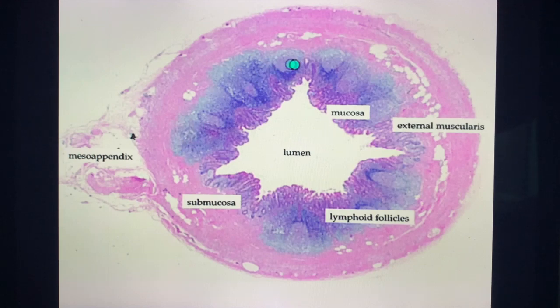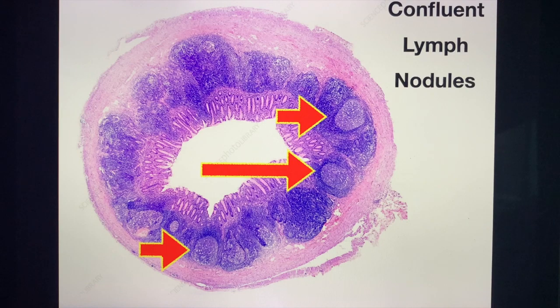So once we have the histological pearl, that the lymphoid follicles will surround the lumen, this is what we call the confluent nodules. Okay, the confluent nodules. And this is unique for the appendix. So the confluent lymph nodules, if you look at where the red arrow is, here at the tip, surround the lumen of the appendix.